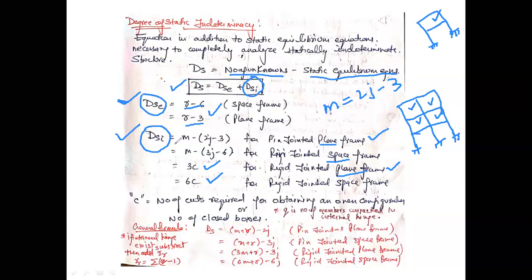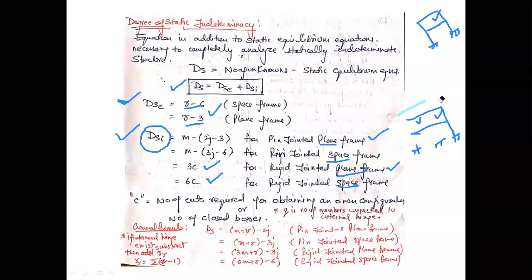So quickly recall it. DS, the degree of static indeterminacy, will be equal to the degree of external static indeterminacy plus the degree of internal static indeterminacy. Degree of external static indeterminacy is equal to r minus 3 for a plane frame and r minus 6 for a space frame. Similarly, degree of internal static indeterminacy for a pin jointed plane frame will be M minus 2J minus 3, for a pin jointed space frame M minus 3J minus 6, for a rigid jointed plane frame it is 3C, and for a rigid jointed space frame, it is 6C.